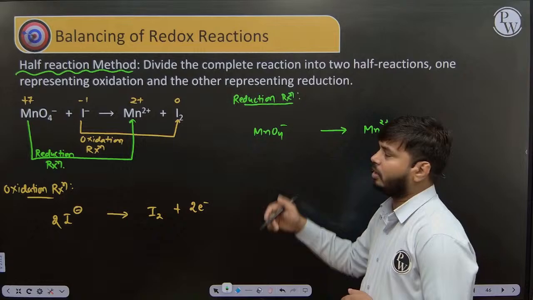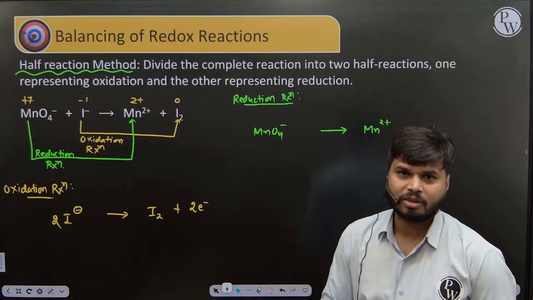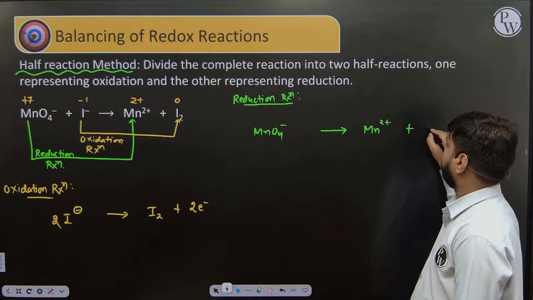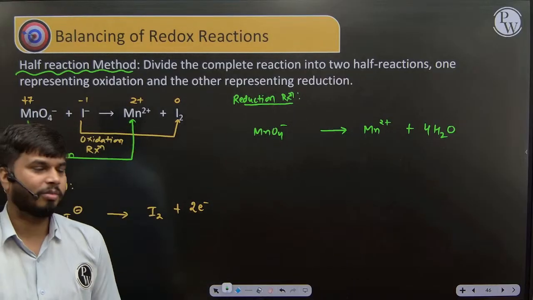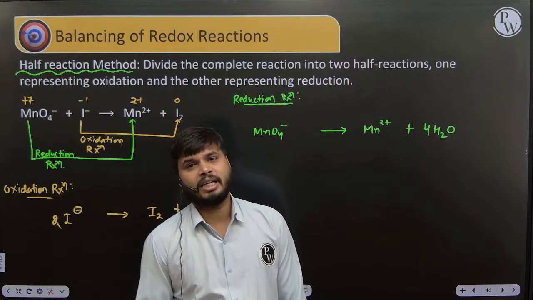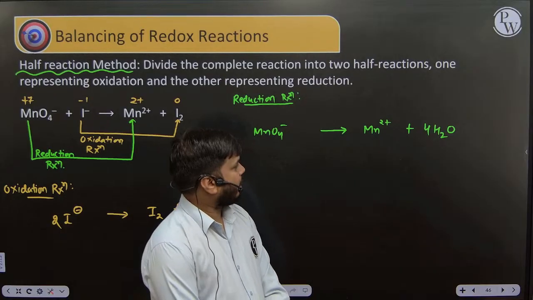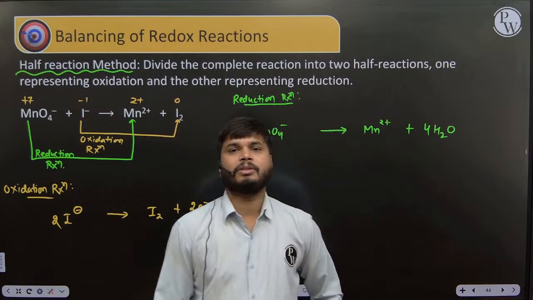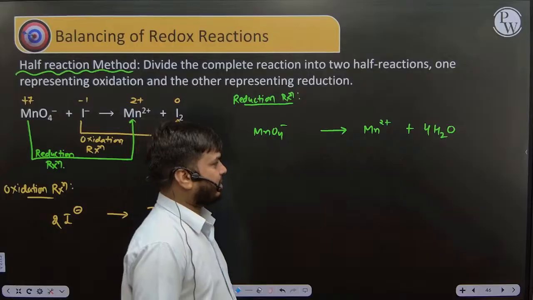Now what we have to balance is the oxygen, right? As I told you, oxygen is balanced by water molecules. Here we have 4 oxygen, so we are going to add 4 water molecules on the right side. Now 4 oxygen on this side, 4 oxygen on this side. Now the next thing, hydrogen is balanced by H plus.